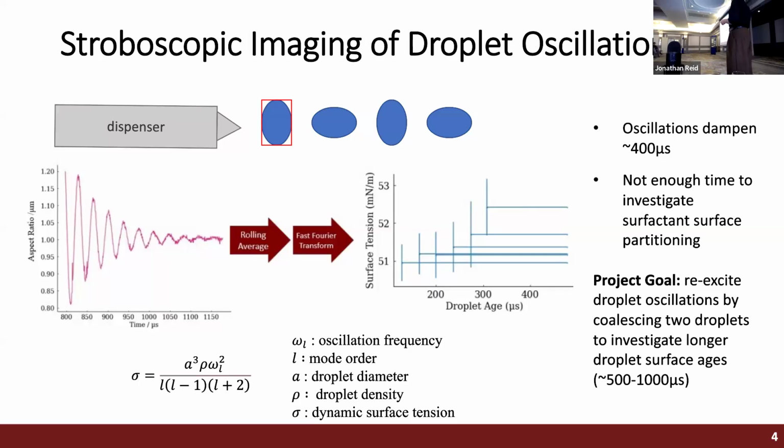So the goal of my project is to re-excite droplet oscillation by coalescing two droplets that are older, and therefore studying droplets with older droplet surface ages.